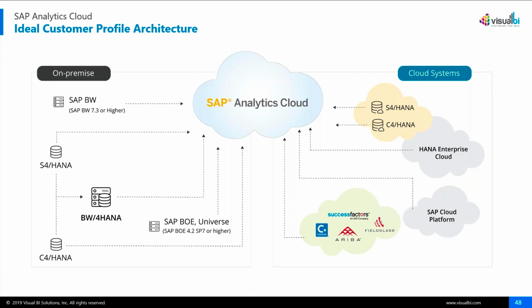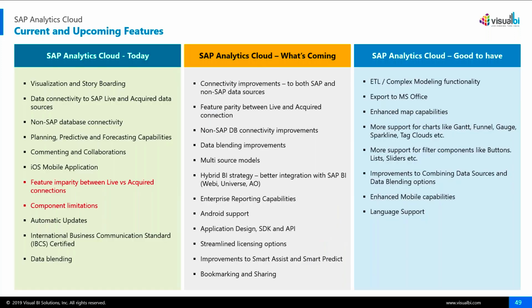So this is a kind of ideal customer profile architecture that SAP Analytics Cloud could support. So let me give you a brief about the roadmap: what we have today, what's going to come, and what is good to have. So we have state-of-the-art visualization, we have non-SAP database connectivity, we have an iOS mobile application for the stories, which is going to be available for App Design very soon. But still, there are a few component limitations, and there is some kind of disparity between features for live and acquired connections. But what's in the coming?